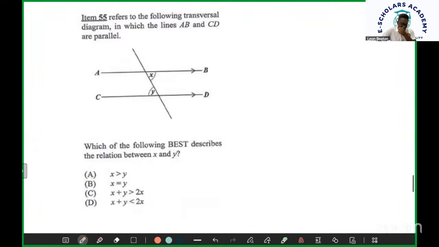So item 55 refers to the following transversal. Why did I say transverse? Anyways, refers to the following transversal diagram in which the lines AB and CD are parallel.